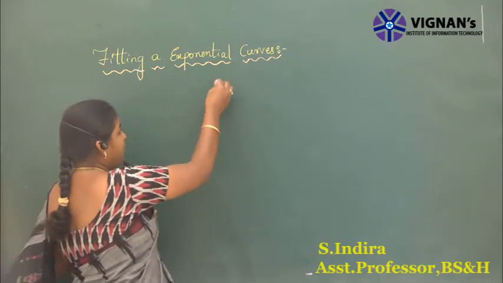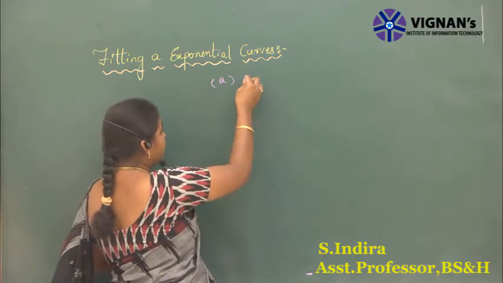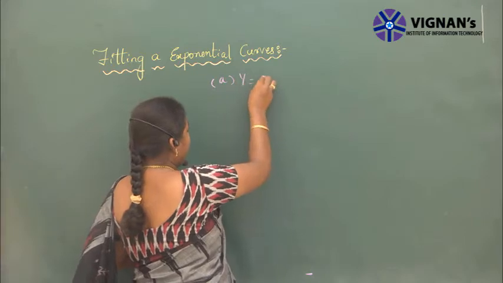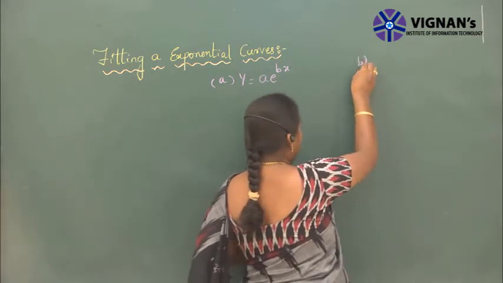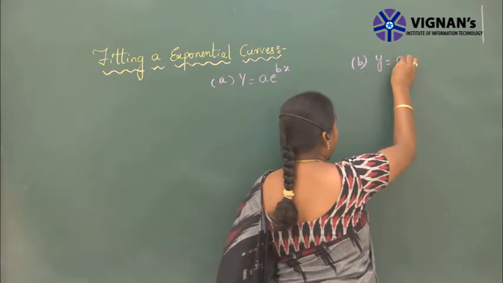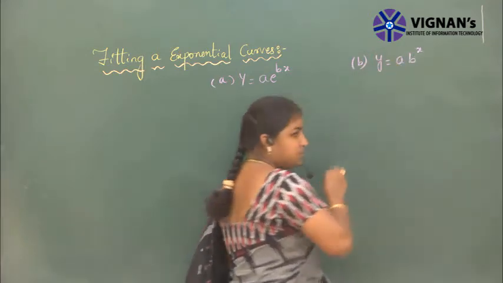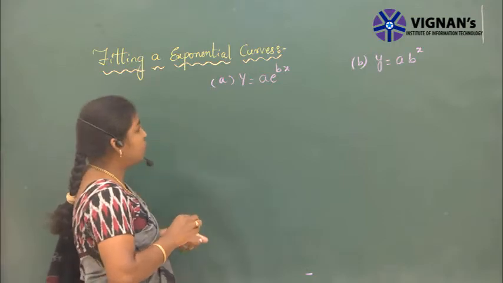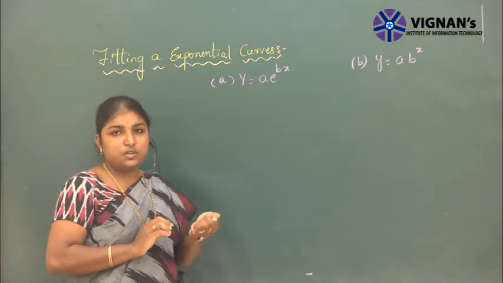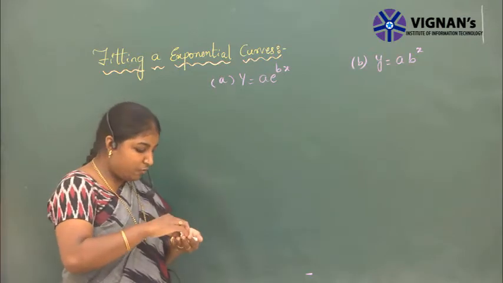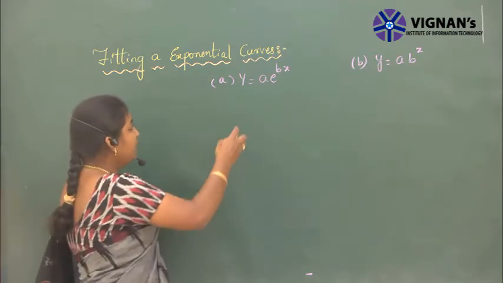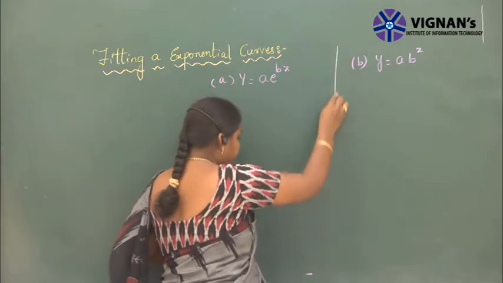Here mainly we have two types of exponential curves. The first one is y equal to a e power bx, and the second one is y equal to a b power x. These are the two types of exponential curves. So now we are fitting these two exponential curves. For this type of equation, first I am doing the first one.